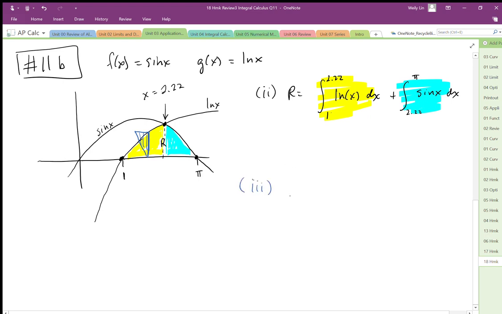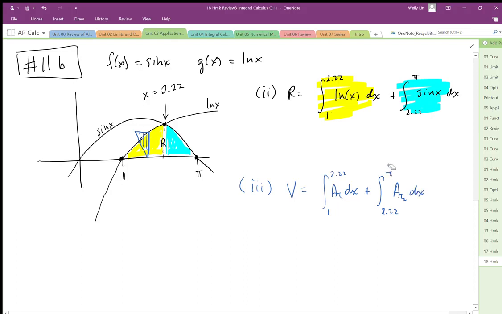To calculate the volume of that shape, we want to find the area of the triangle and then multiply it by some thickness dx. We're going to do that from 1 to 2.22 for the area of triangle 1, plus from 2.22 to pi for the area of triangle 2, which is made by the blue. Then multiply that by dx.